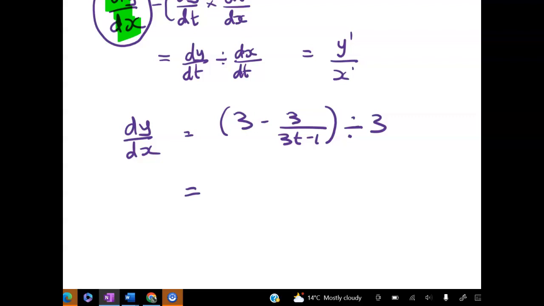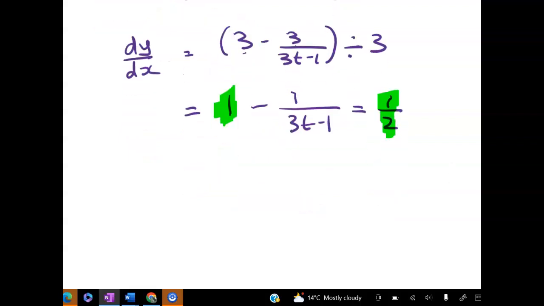So this one's pretty easy because I've got 3 as a factor in here and here. So that equals 1 minus 1 over 3t minus 1. And I want to figure out where that is equal to 1/2. So as I showed you in class yesterday, if you just step back and take a look at this, you can see you've got 1 here and you've got 1/2 here. So we can combine up the constants, so collect up your like terms, and we'll get 1/2 minus 1 over 3t minus 1 is equal to 0.